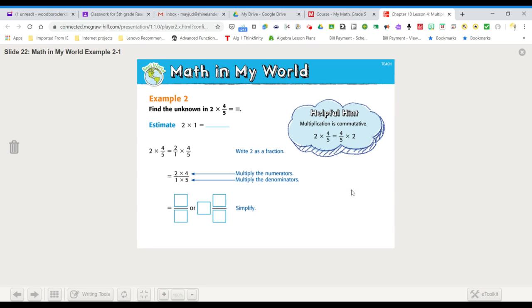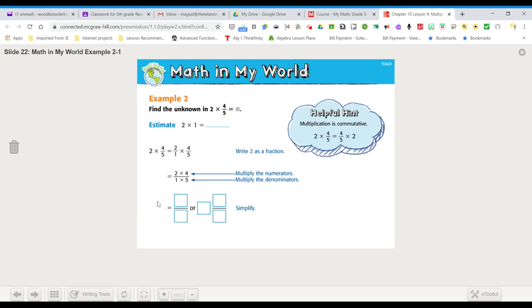Second problem, find the unknown in 2 times 4/5. So we are taking 2 times 4/5 and changing this to 2 over 1. The reason you do this is because when you multiply numerators, you multiply denominators. When you leave this as a whole number, it's hard to see that you just multiply straight across. So you're just throwing a 1 underneath that 2. So any whole number that you have, you just put a 1 underneath it so that you can multiply straight across. We've got 2 times 4 and 1 times 5, and all they did was rewrite that here.